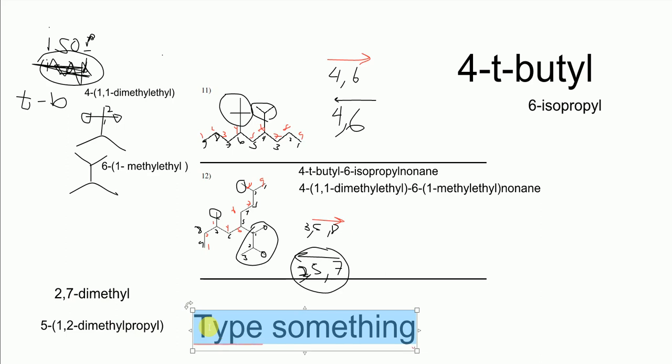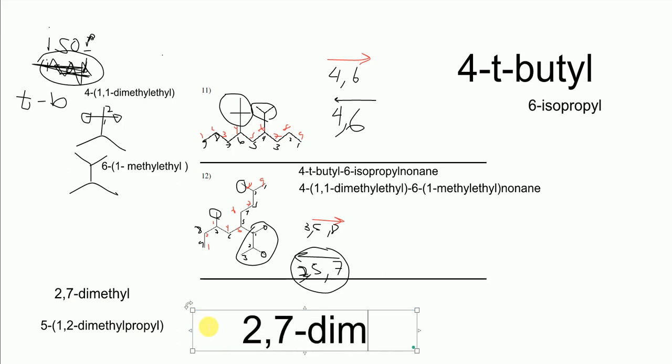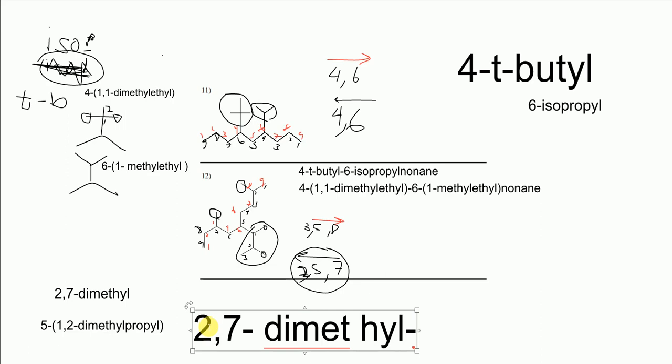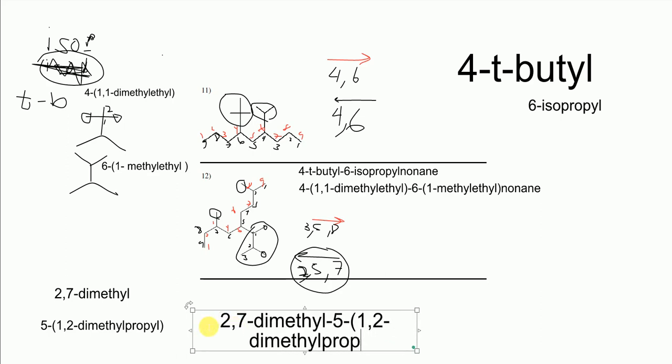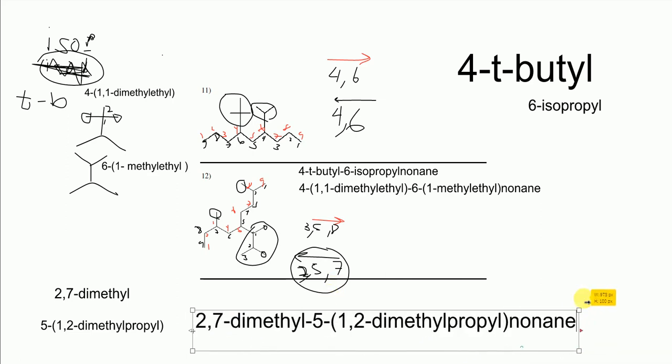Okay, so when I do my parent, 2,7-dimethyl, and then 5-(1,2-dimethylpropyl), right? Okay, and then how many carbons did we say we had? We had 9, so nonane. So that's our full name for this chain.